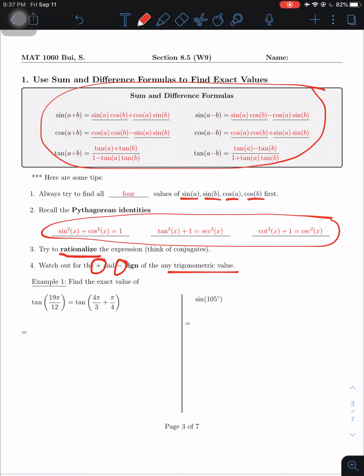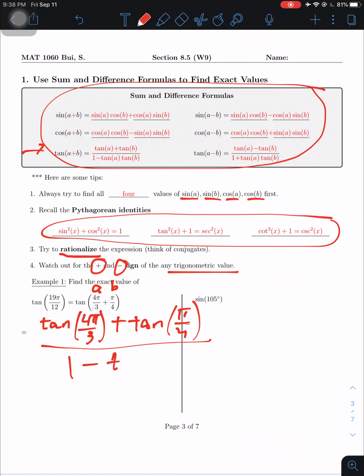All right, so what do we do next? Well, from earlier we have the sum of tangent formula, right? So I'm going to go ahead and apply that formula in here. My a in here would be 4 pi over 3, and my b in here would be pi over 4, right? So I'm having tangent of a, which is 4 pi over 3, plus tangent of b, which is pi over 4, and then divided by 1 minus tangent of 4 pi over 3 times tangent of pi over 4.